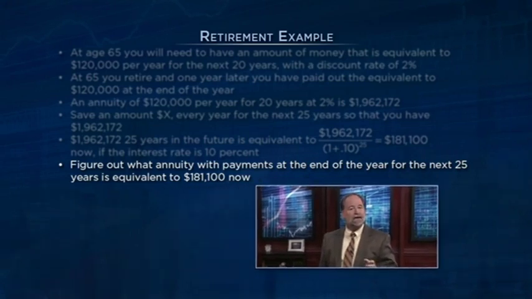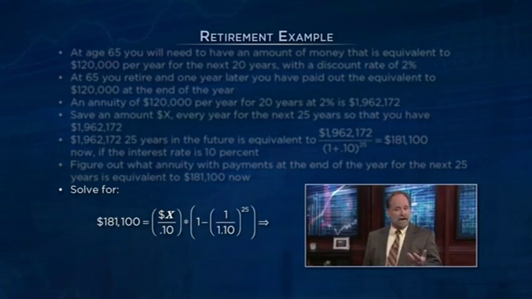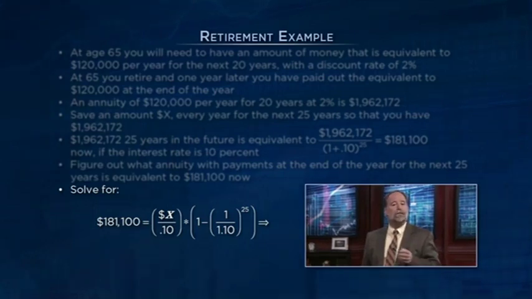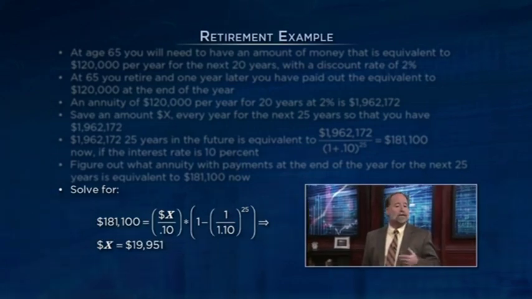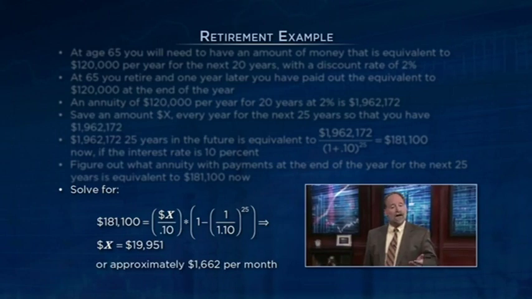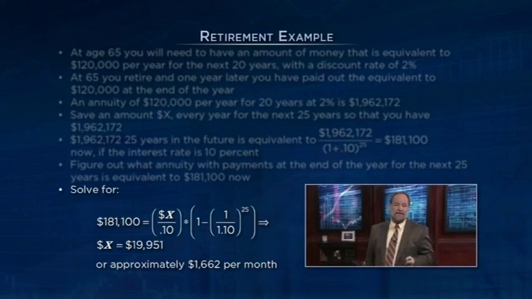$181,100 now. That is, you need to solve the following formula. $181,100 should be equal to this value of X divided by the interest rate of 0.1 for 10%, all of that multiplied by 1 minus 1 over 1 plus the interest rate raised to the 25th power. If I solve for X, what we see is that that's equal to $19,951 per year. If we simply divide that by 12 to come up with a monthly value, that's approximately $1,662 per month. Better start saving now.